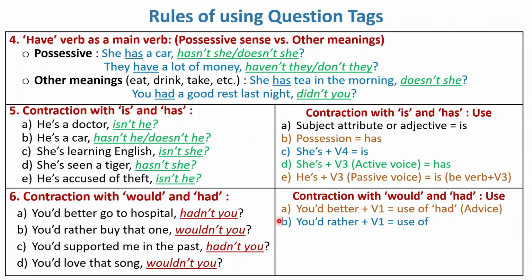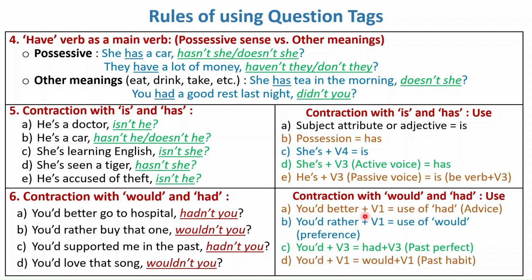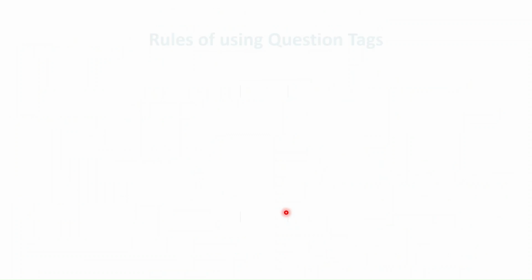We have to understand. You had better go to hospital. This is a way of giving advice. You'd rather buy that one. This is preference. It expresses preference, priority. And this is the structure of past perfect, had plus b3. And would plus b1, this is used to state our past habits. You would love that one, wouldn't you? You had better. You would rather. You had b3. You would b1. Let's move to next rule.